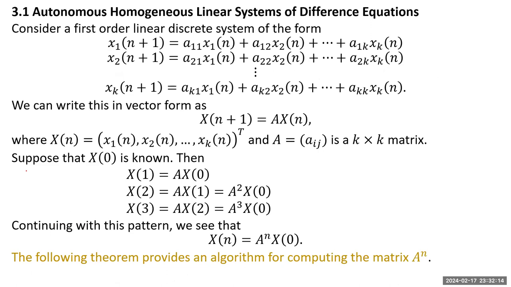Suppose I have k first order equations, that is x1 of n plus 1 is equal to a11 x1 of n plus a12 x2 of n and so on up to a1k xk of n, and x2 of n plus 1 is equal to a21 x1 of n plus a22 x2 of n and so on up to a2k xk of n, and so on. The kth equation: xk of n plus 1 is equal to ak1 x1 of n plus ak2 x2 of n, and so on, akk xk of n, where aij, with i comma j, lies between 1 to k.